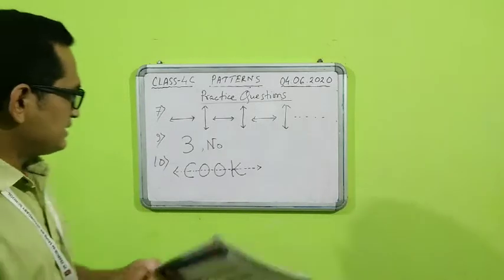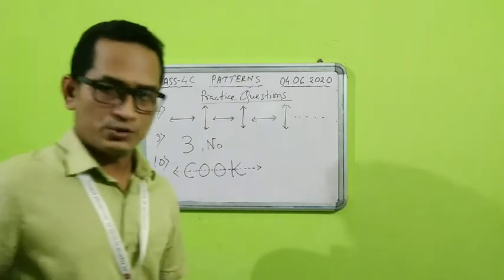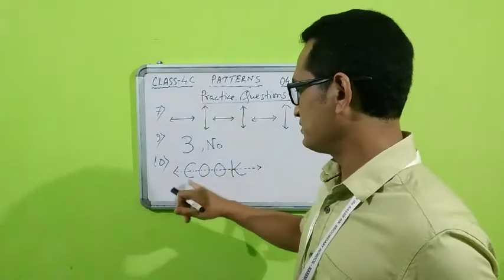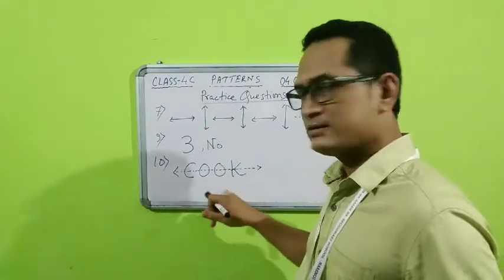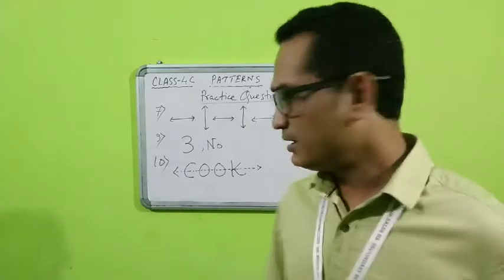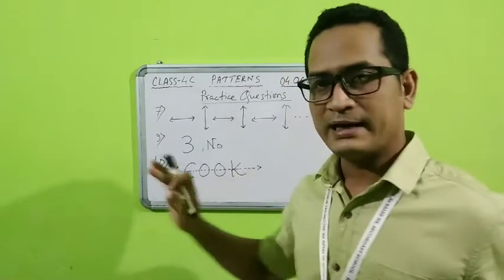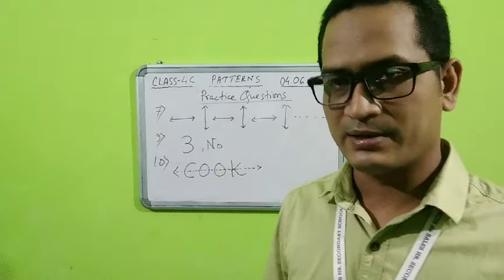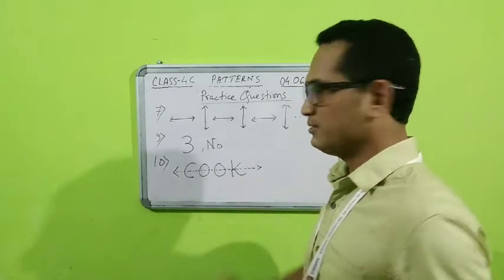So students, we can say that the word cook, C-O-O-K, can have the horizontal line of symmetry, because all these letters can have the horizontal line of symmetry. So the whole word can have a horizontal line of symmetry. Fine. So this you can write down.